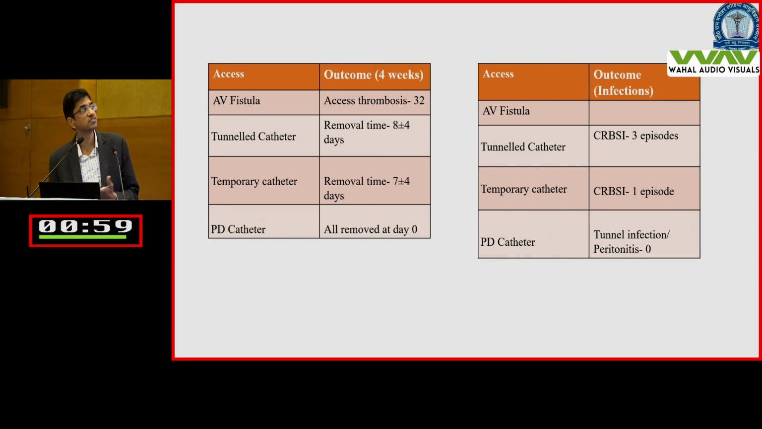What about infections? This has been the most talked about when you keep the catheter in situ for so long. We had 3 CRBSI episodes in tunnel catheters. All were managed with antibiotics and removal of the catheter, and there was no mortality reported. In terms of temporary catheters, we just had 1 episode of CRBSI, which was again managed by antibiotics, and no mortality was reported. There was no tunnel infection or peritonitis because we had all the PD catheters removed at the transplantation itself.